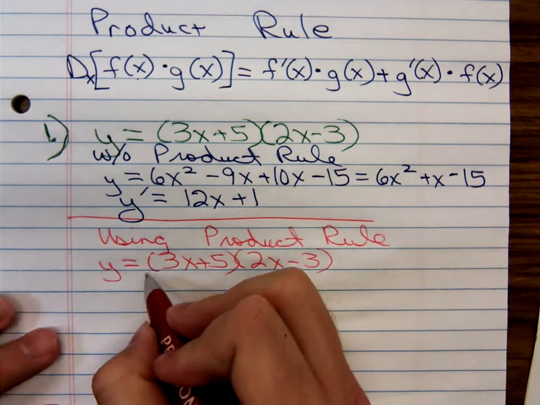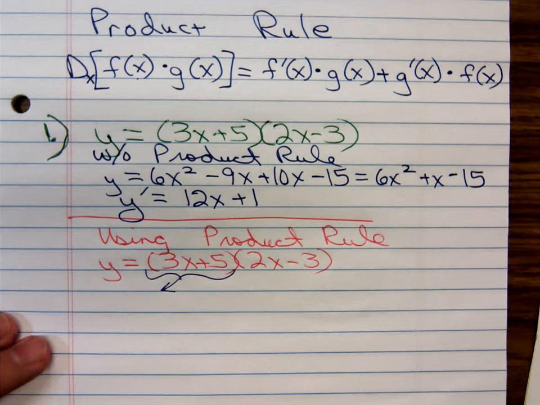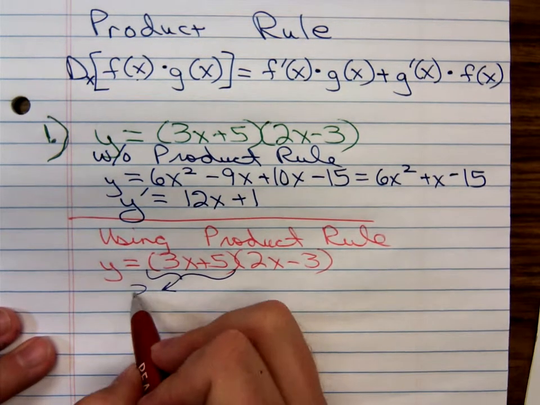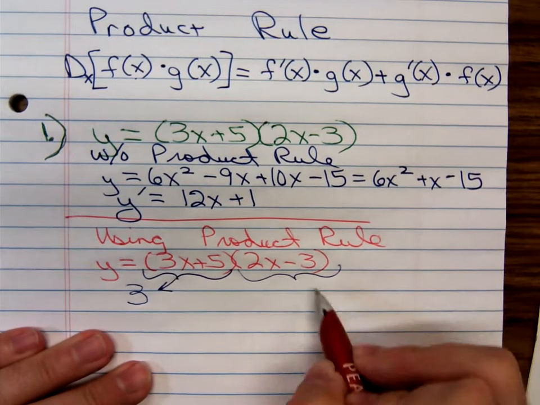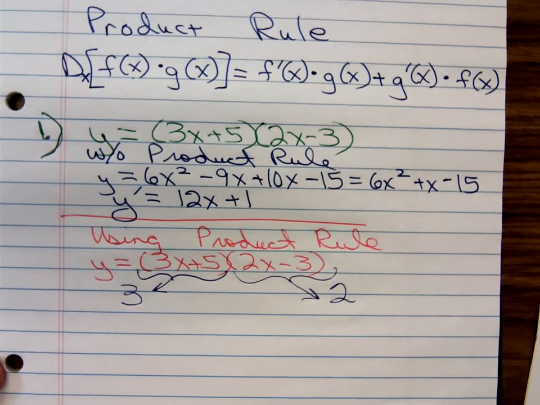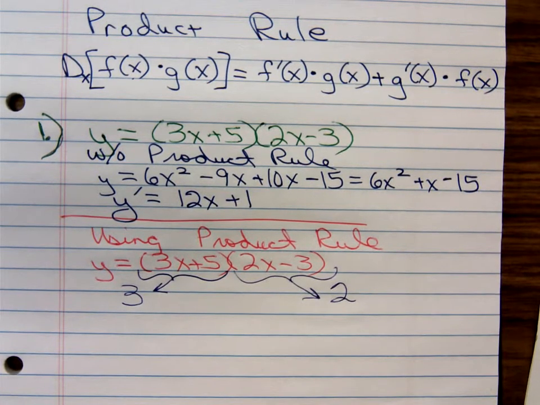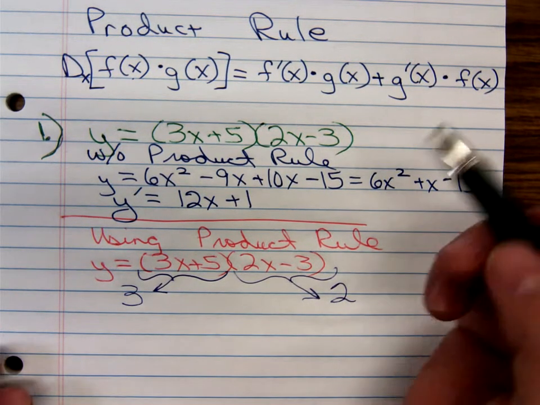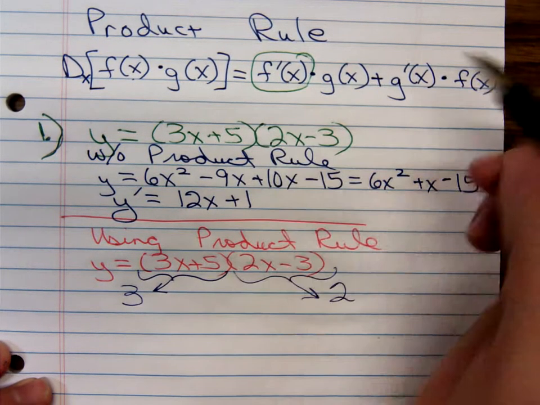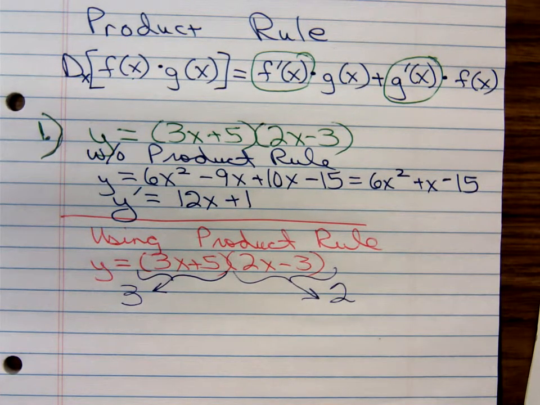First of all, differentiate 3x plus 5. What does that give us? What's the derivative of 3x plus 5? Just 3. Now let's differentiate 2x minus 3. Just a 2. Looking at the statement of the product rule, realize that thing there, that's a derivative. This thing right here is the derivative. So here we go. We're differentiating.